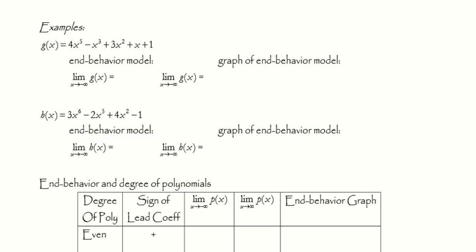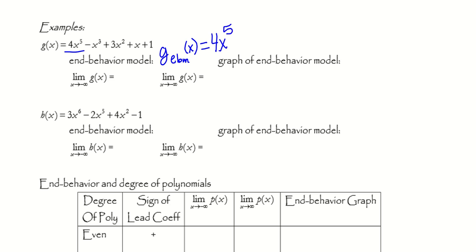I have my g of x function. Its end behavior model, which I'm going to write as g sub EBM, end behavior model. So this is not the same function as g, but it will model the end behavior of g. It will equal the power function that is made up of its leading term.